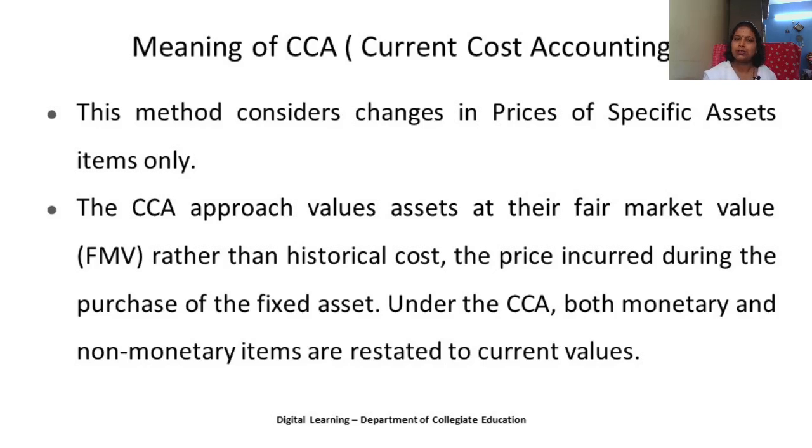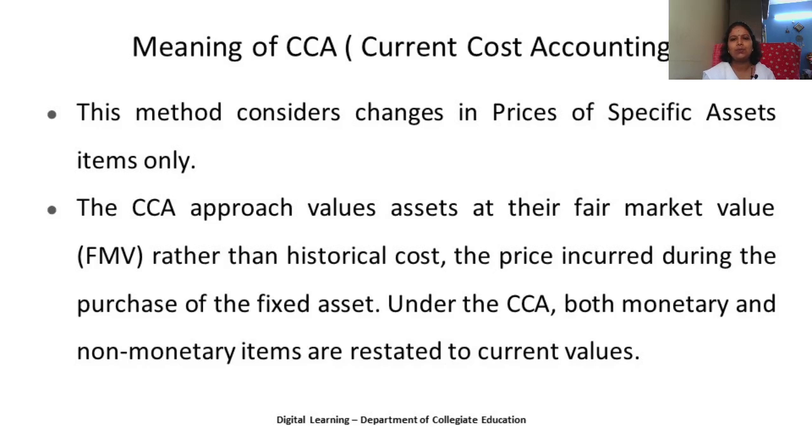So in the CPP method, we were taking monetary assets and the change in the price using the index value. In this method they are going to take only specific asset items, few assets, okay, which are important, and the changed price of that asset will be taken into consideration.